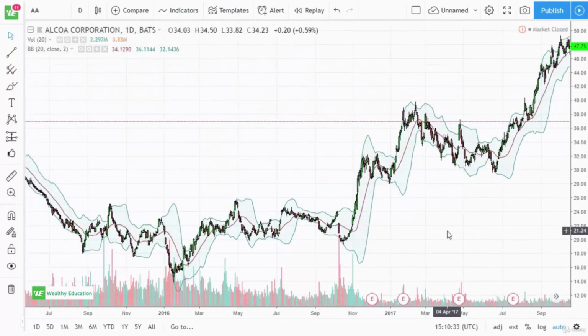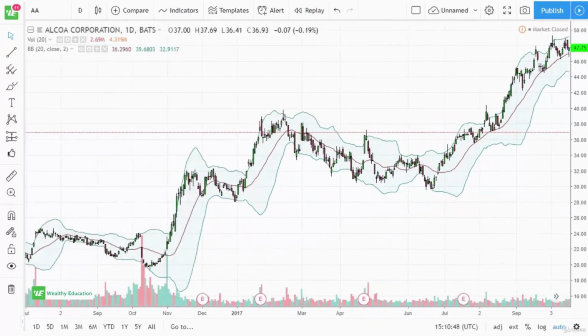So it's a tool. Unfortunately, some people use Bollinger Bands as a complete trading system. And I think that's somewhat dangerous. You never really want to use just one thing. Price action, support, and resistance are the bedrock. And then you can add this on top of it.